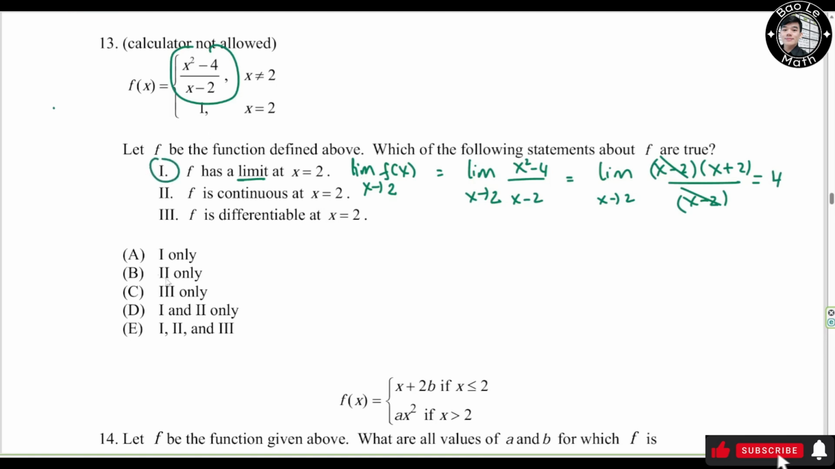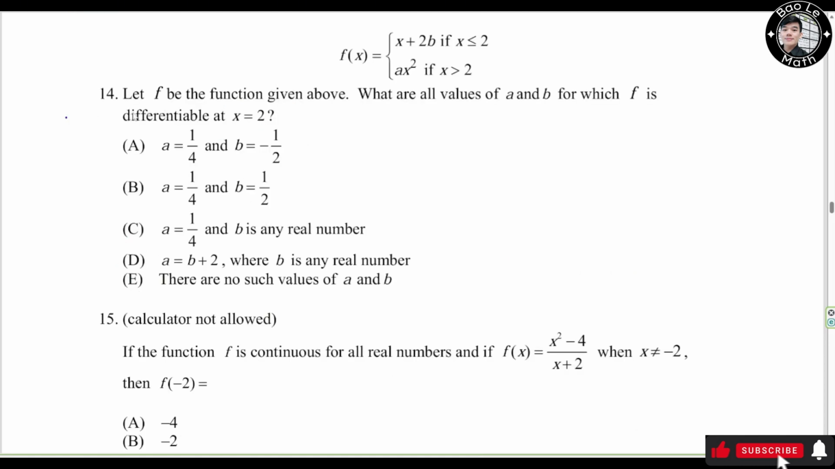So, statement 1 is correct. Now, statement 2: the function f is continuous at s equals 2. In order for the function f to be continuous at s equals 2, we need the limit right here to be the same thing as f of 2, right? So f of 2, we're going to use the bottom one right here, equals 1, right? This guy and this guy are different. Statement 2 is wrong, right? Now, statement 2 is wrong, statement 3 must be wrong. Because the function is not continuous, it's not going to be differentiable, right? So statement 3 is automatically wrong. So the answer must be A.